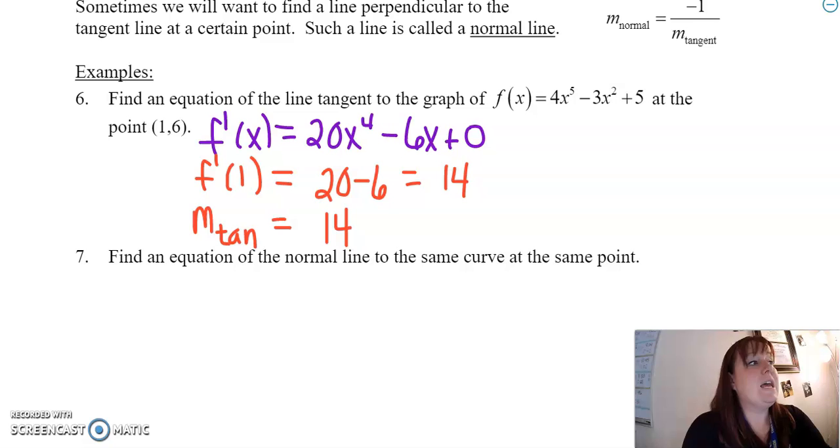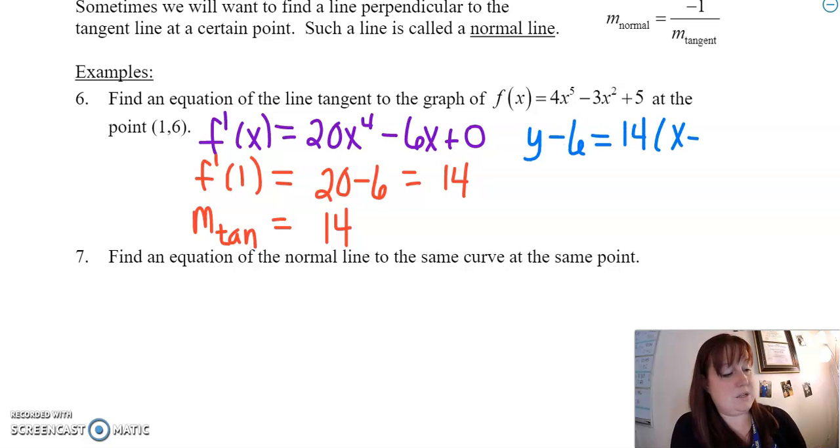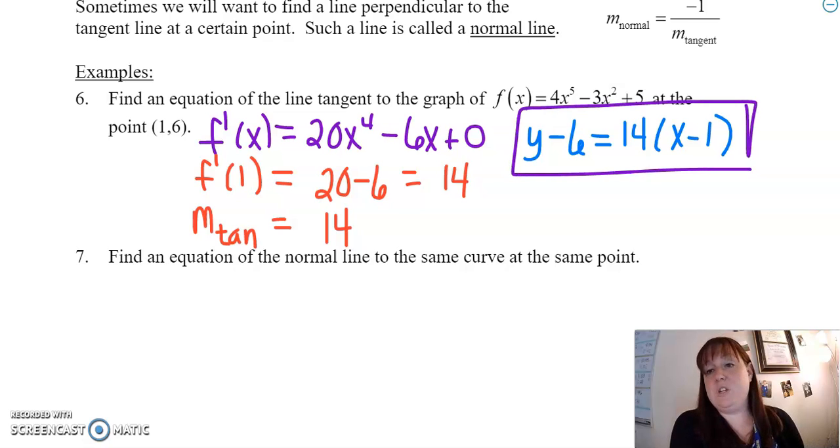That's my slope. Now, to write the equation of the tangent line, I already have a slope, and now I need a point. Well, it's at the point (1, 6), because if I plug 1 into this function, I get out 6. So when x equals 1, y equals 6, even though they told us that. Okay? So I can write the equation of this line: y minus 6 equals 14(x minus 1). And then we're done. We just leave it in point slope.